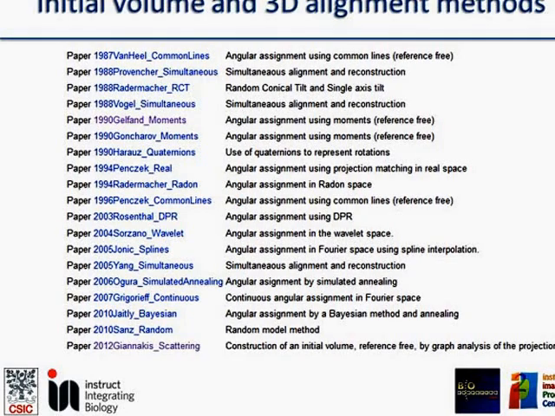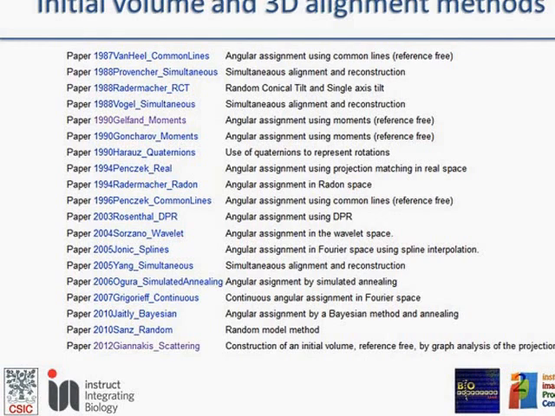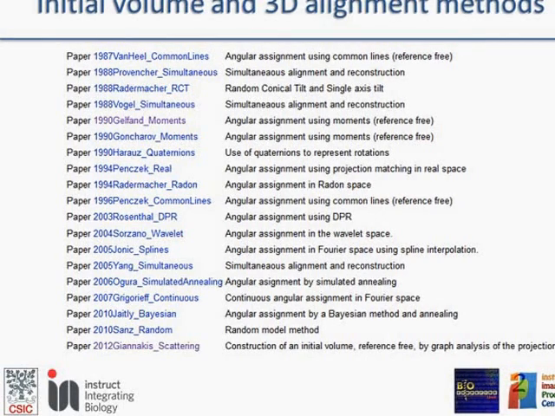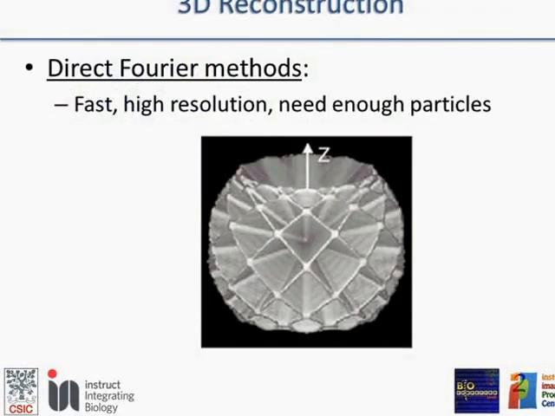But I think we have a general idea of what is done in this respect, and now we know the projection directions. We have to update our initial volume. So we have to produce a new volume that is more consistent with the experimental data. This is called the 3D reconstruction, and again, there are several families of algorithms.